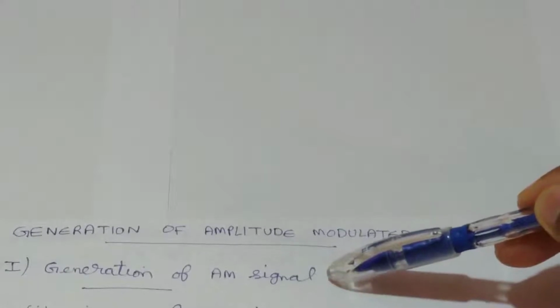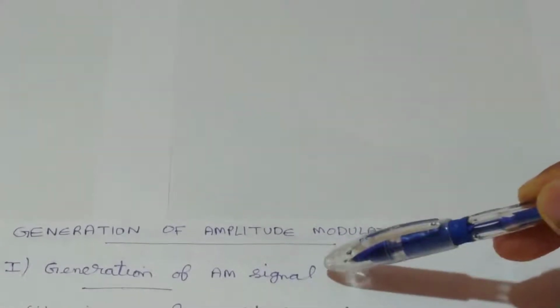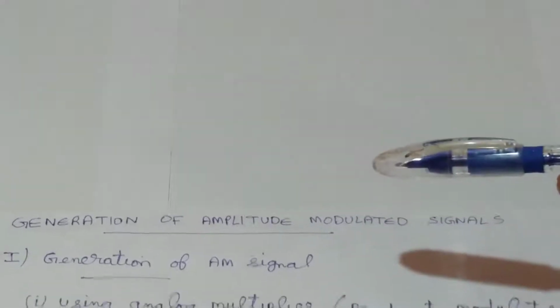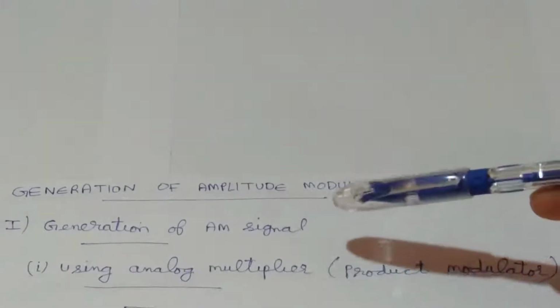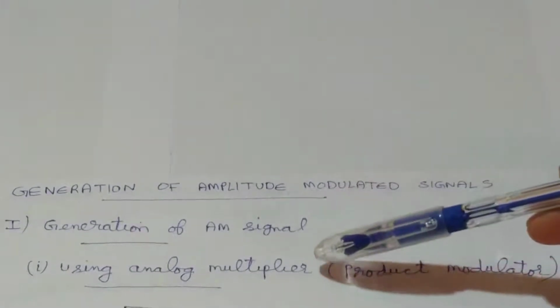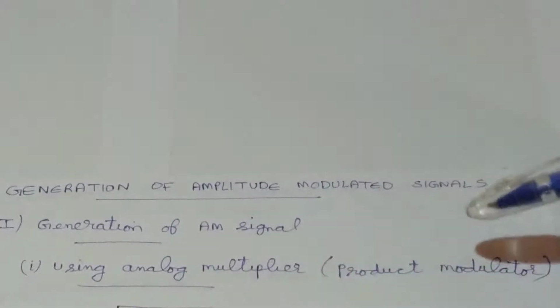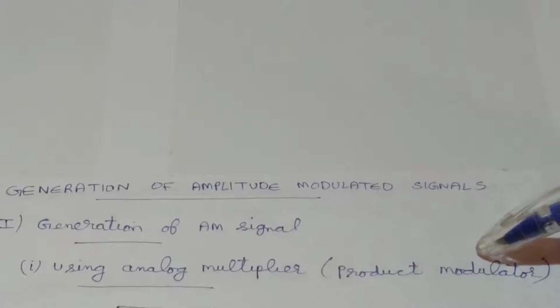There are different methods used for the generation of AM signal, and here we are going to consider two such methods. The first one is by using an analog multiplier, and the second one is by using a nonlinear resistance device. So first consider the generation of AM signal by using an analog multiplier, and this type of modulator is also called a product modulator.